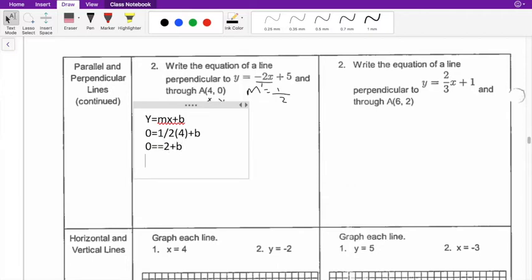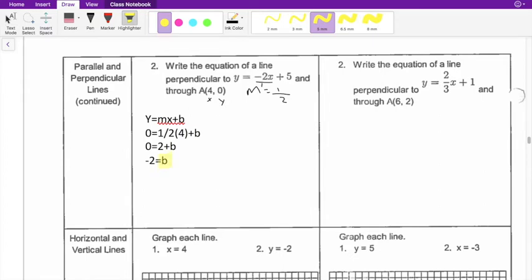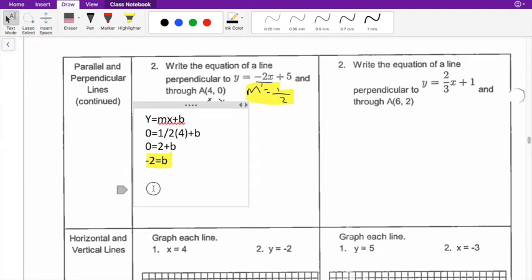plus b. We move that 2 over. Now, I'm going to get rid of my double equal sign. It's a positive on one side, so it's going to be a negative on the other side. And we can just get rid of the 0 because it doesn't really exist. And away we go: negative 2 equals b. Therefore, we have our b value and we have our m value, and that's what we need to have the equation of the line. So let's plug everything in. y equals 1/2 x minus 2.